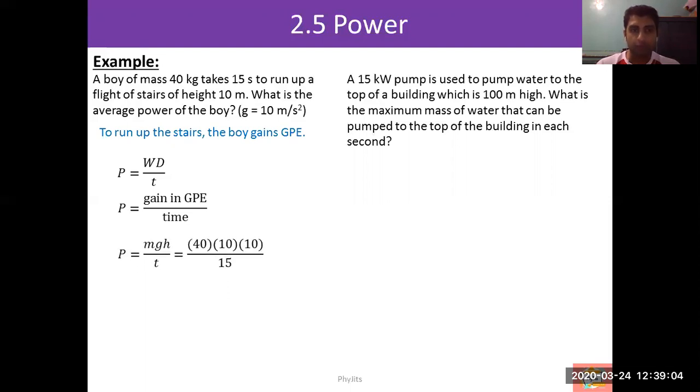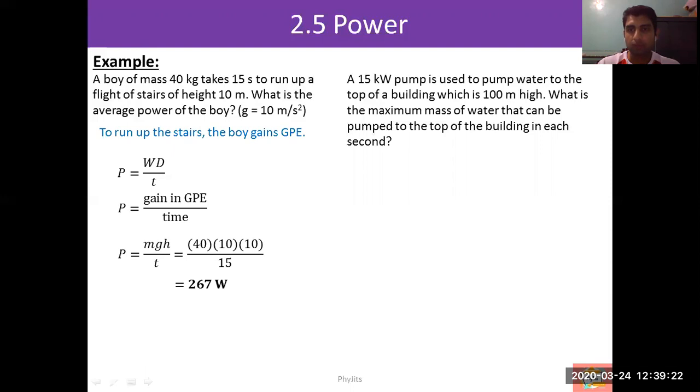And then by substituting the formula and the values, we will get our value as 267 watt. That means that the boy uses 267 watt of power to run up the stairs at the height of 10 meters. Okay, let's see our next example.